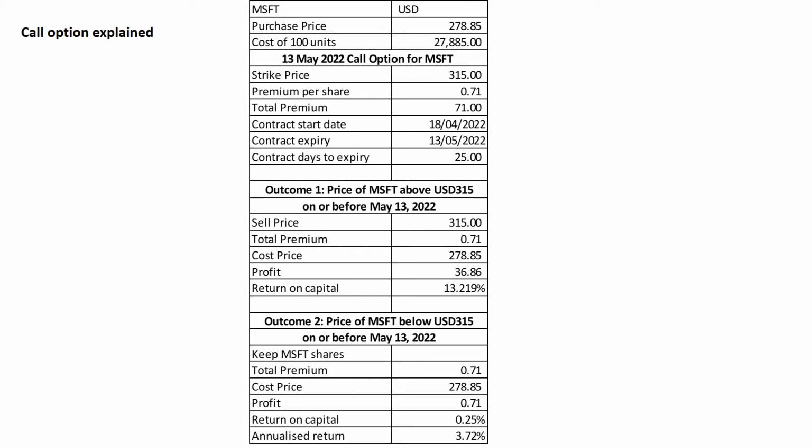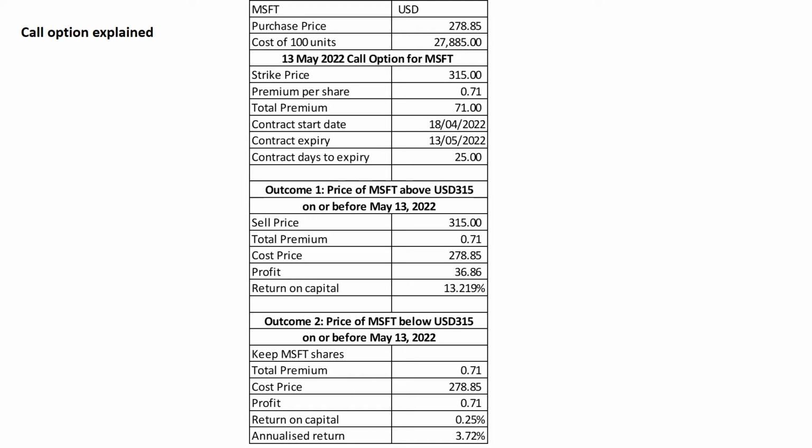Outcome number one, like we mentioned, is the price of Microsoft is above $315 on or before the 13th of May 2022. If that happens, you will have to sell Microsoft at $315. Now remember, you received your 71 cents per share premium, but your cost on the 18th of April when you bought Microsoft was 278.